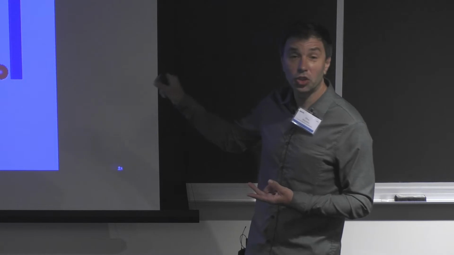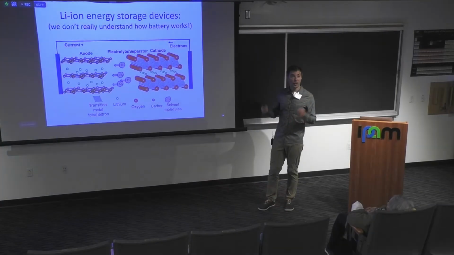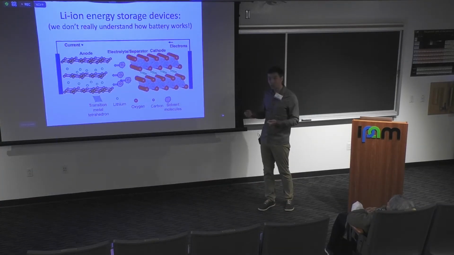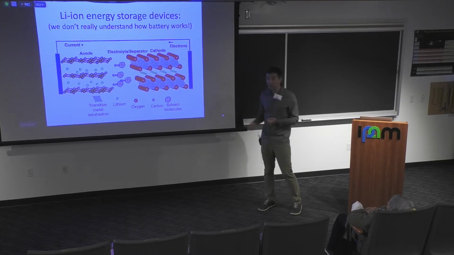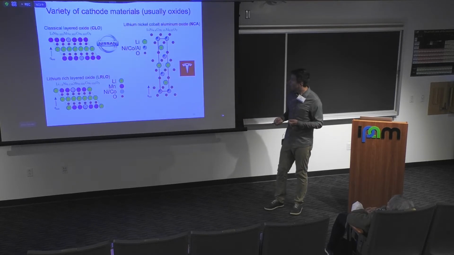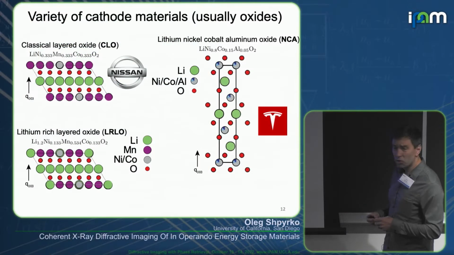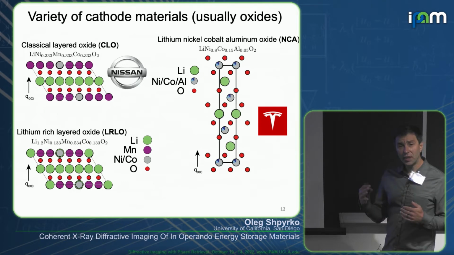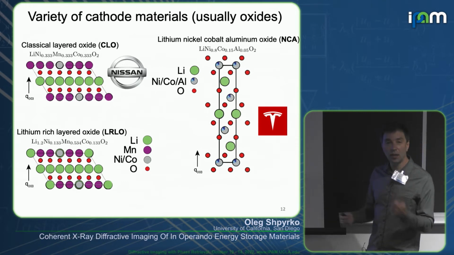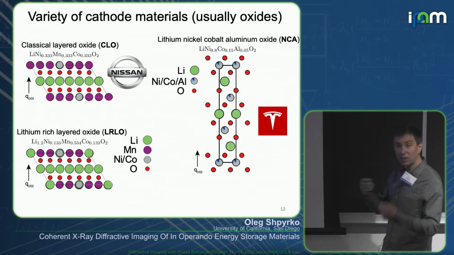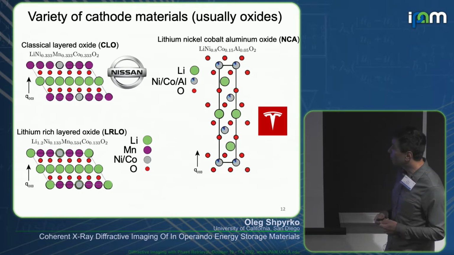I'll show you a couple of examples of where even the people who have been working in energy storage for decades don't have very simple answers to what is actually happening inside. So I'm going to focus on the cathode side. Typically these are oxides. Oxides are great because there is a whole large family of them, so you can easily come up with new materials by simply substituting different elements.